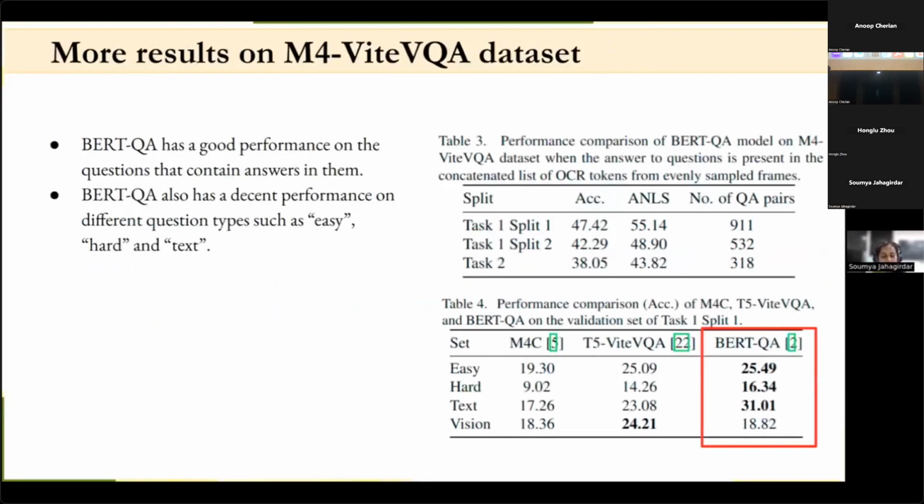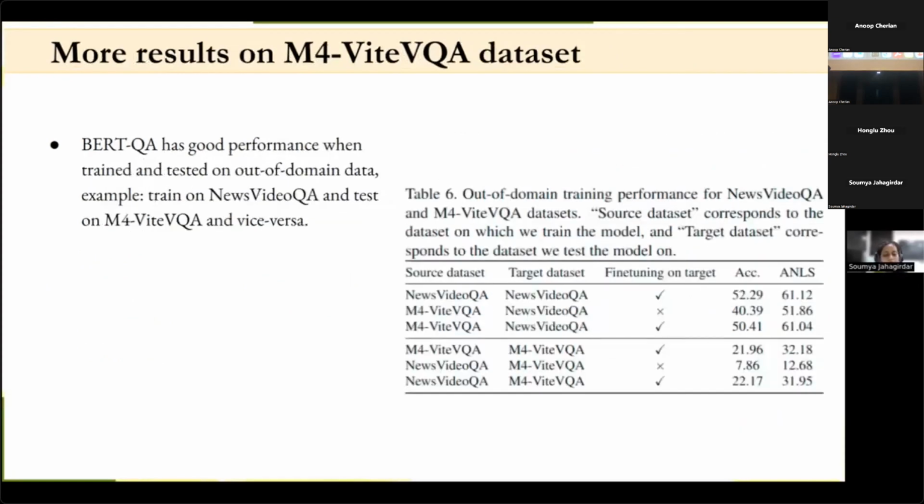We perform multiple experiments on M4 Byte VQA, such as testing on questions that contain answers in their context, and also by testing the model on different types of questions such as easy, hard, questions that require visual information and questions that require textual information. We also do out-of-domain training and testing among the two datasets. It can be seen that BERT-QA has a decent performance even when trained on one dataset and tested on another, for both News Video QA and M4 Byte VQA datasets.